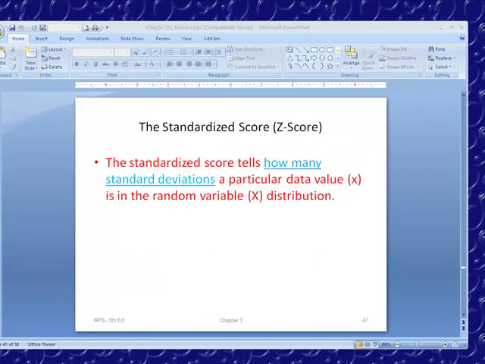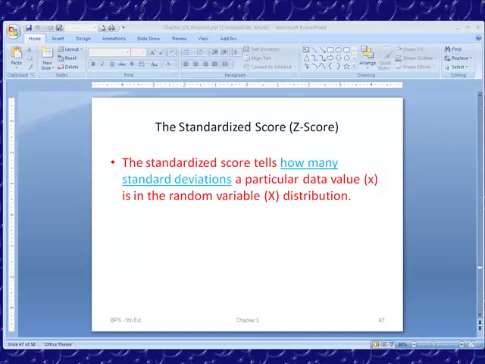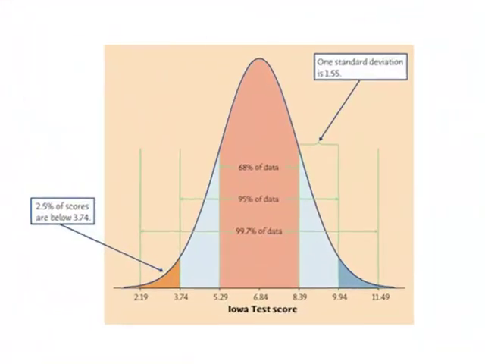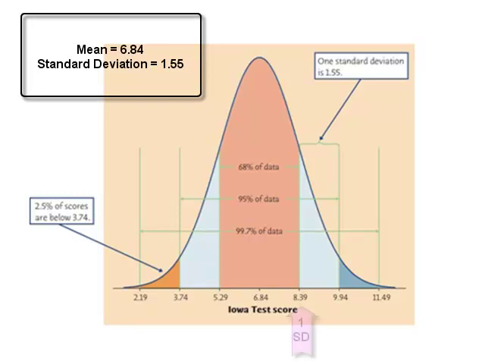So this is what I was saying. The standardized score is how many standard deviations a particular data value is in the random variable's distribution. So let's look at this example. The mean of these Iowa test scores is 6.84 with a standard deviation of 1.55. So 8.39 is one standard deviation away, 9.94 is two standard deviations, 11.49 is three.